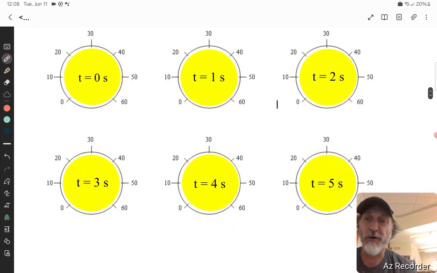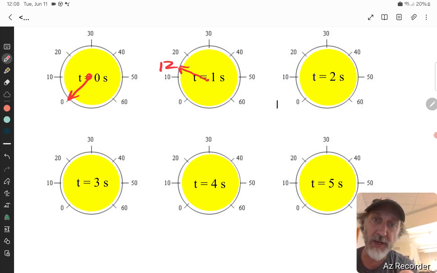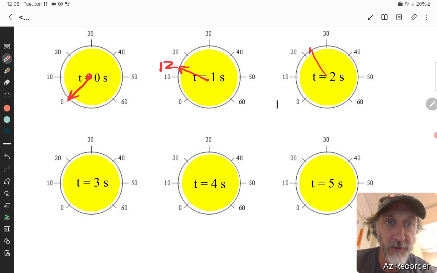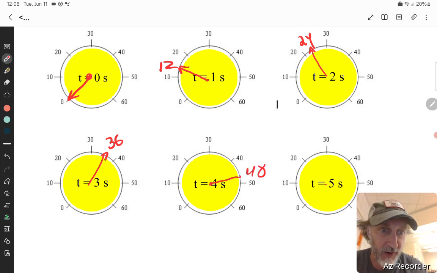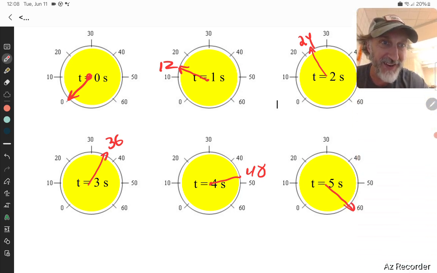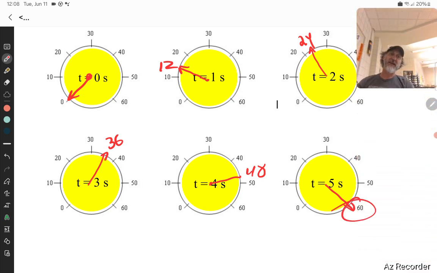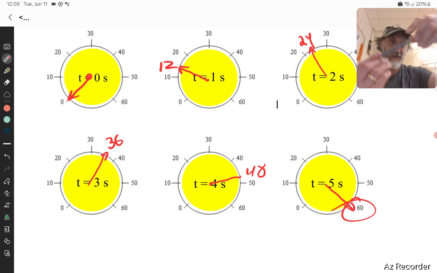If you wanted to picture it, here's what's going on. At time zero, the speedometer points at zero, and then every second it goes up by 12. After 1 second, the speedometer is pointing at 12. After 2 seconds, 24. After 3 seconds, 36. After 4 seconds, 48. And after 5 seconds, 60 miles an hour. So it took 5 seconds for the velocity to go from 0 up to 60.